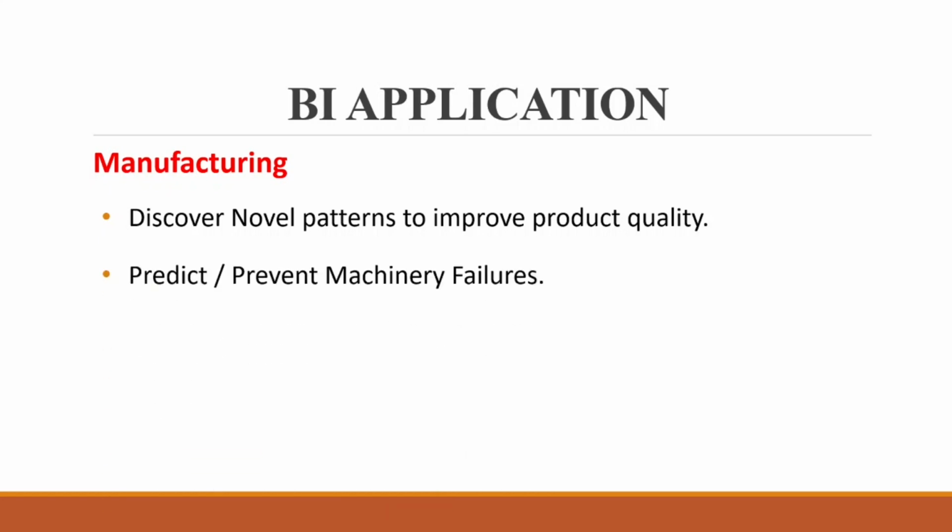Next one is predict or prevent machinery failures. Statistically, all the equipment is likely to break down at some point in time, and predicting which machine is likely to shut down is a very complex process. Decision models to forecast machinery failures could be constructed using the past data, and preventive maintenance can also be planned, and manufacturing capacity can also be adjusted. So these are some of the uses of BI tools in a manufacturing unit.